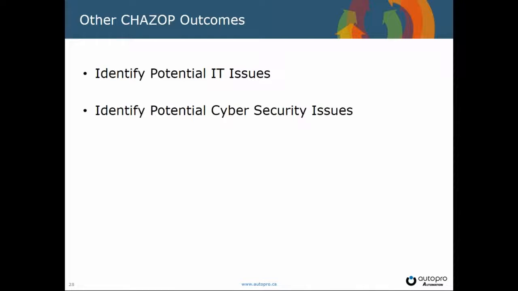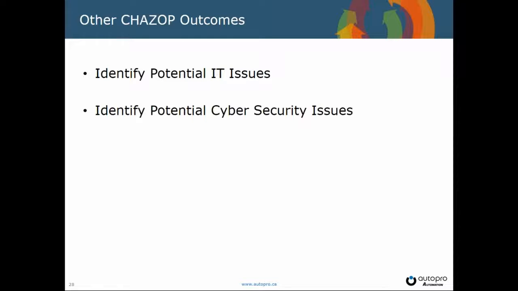We can identify potential IT issues. Often our control systems are linked to our corporate networks. So we identify potential interface areas and areas to coordinate with corporate IT, all to try and keep the control system network as secure as we possibly can.